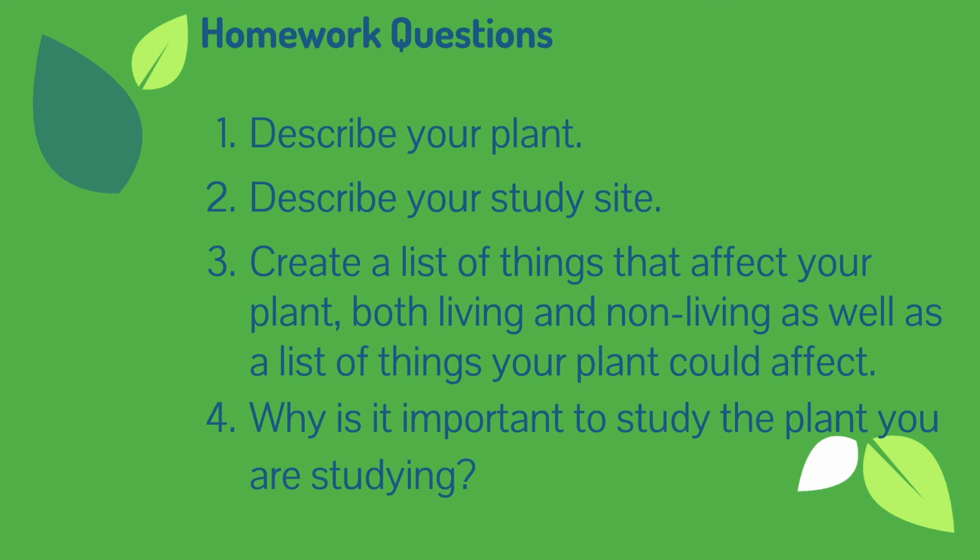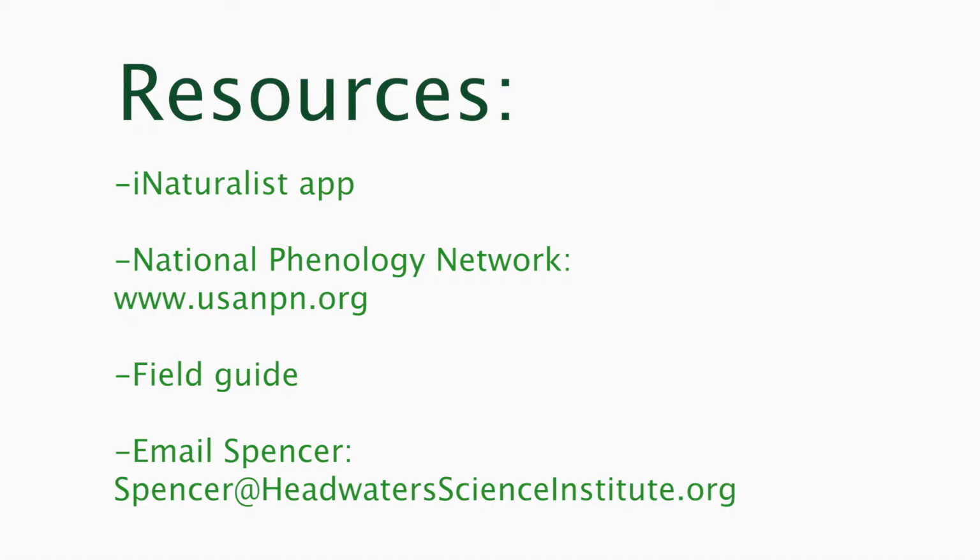The first part of your homework worksheet is to figure out what type of plant you are studying if you haven't already determined this. If you can't find out what the actual species is, that's okay, but try and get as close as you can. You can use resources like the iNaturalist app to look for common plant types around you, as well as the National Phenology Network's website, or a local field guide. If you get really stuck, you can always email me a picture of the plant that you've been working on, and I can try and help you identify it.